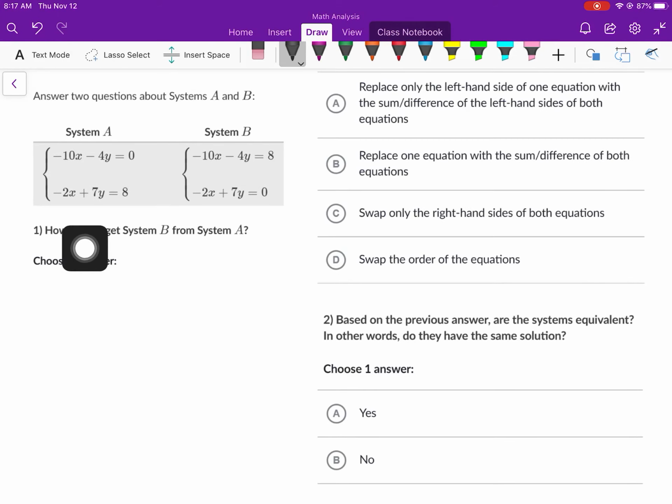Okay, in this one, how do we get from A to B? So this is a 0. -10x minus 4y equals 0. -10x minus 4y. Whoa. It's an 8 now. Where did they get the 8 from? It went from 0 to 8. Well, this 8 now became a 0.